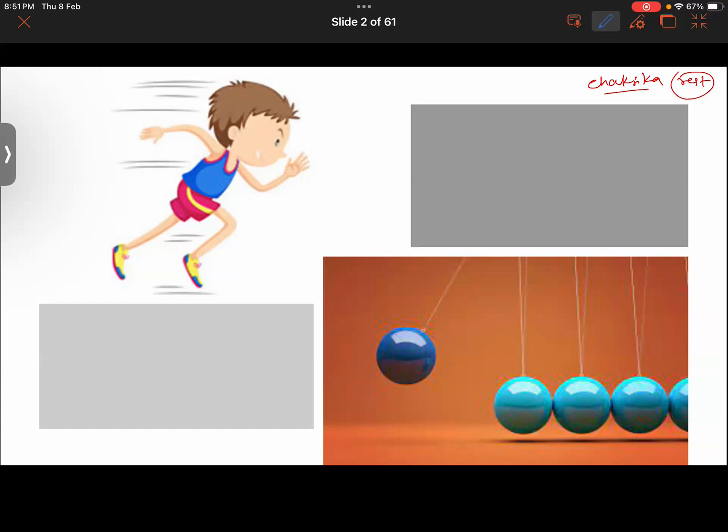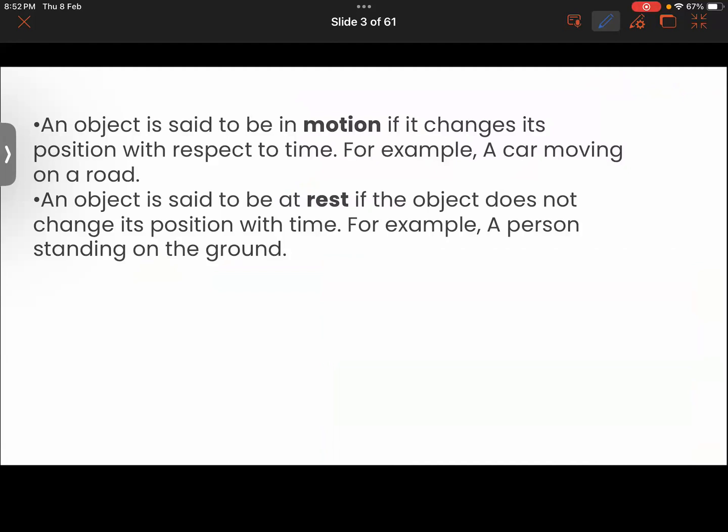Motion is like a movement of an object. Okay, but is that the complete definition? You have to consider time also. Motion is defined as the change in the position of an object with respect to time. An object is said to be in motion if it changes its position with respect to time, for example a car moving on a road, and at rest when it does not change its position with respect to time. Okay, can you come back in like 2 minutes? No issues, take your time.